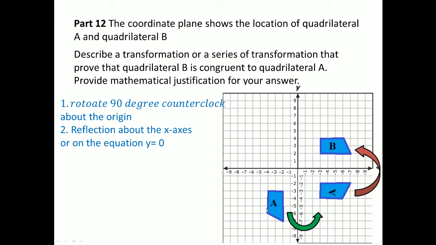That was a reflection. Okay, so my two parts are a rotation of 90 degrees, then a reflection. You could do it another way, right? Some students might have reflected, then rotated. Up to you. Good. But again, this is across the line y equals 0, or you could say the x-axis.